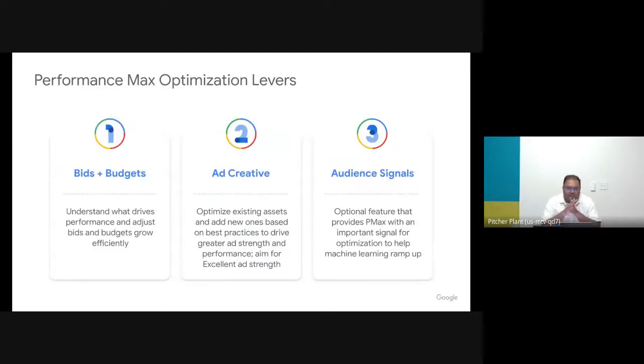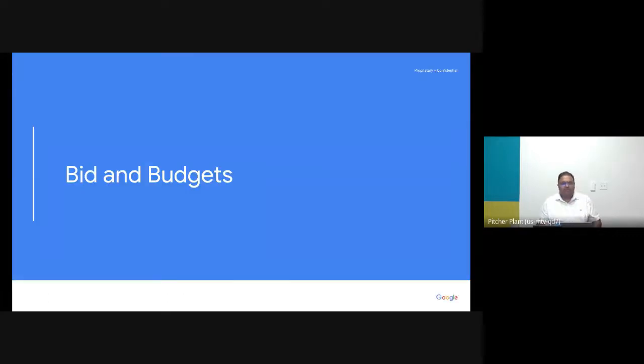So I typically advise customers that we have three primary levers to optimize our Performance Max campaigns: bids and budgets, of course, ad creatives, and audience signals. I will bring all of these three things together to help us understand, with a couple of frequently asked questions, how we can use these tools and levers to address some of the issues that we may be facing or looking to resolve. So let's jump into bids and budgets.